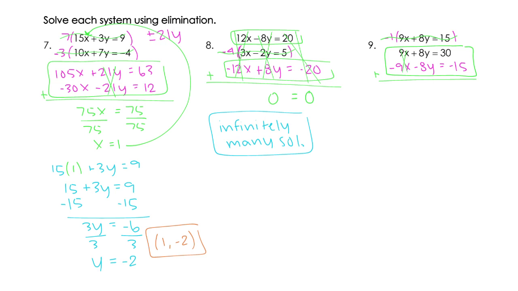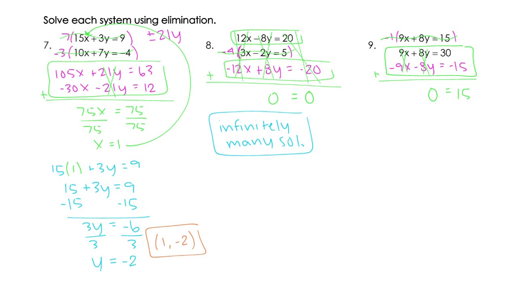9x and negative 9x cancel out, or they get eliminated. 8y and negative 8y also cancel out. So again, if everything cancels out, I have to have my equal sign. I have to put a number on the left-hand side. So I'm going to put 0 here because there's nothing left. And then 30 and negative 15 makes 15.